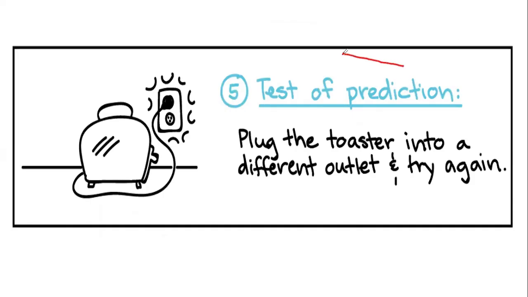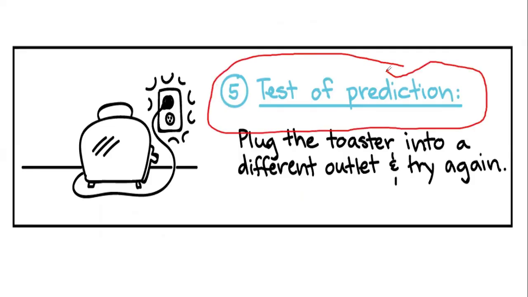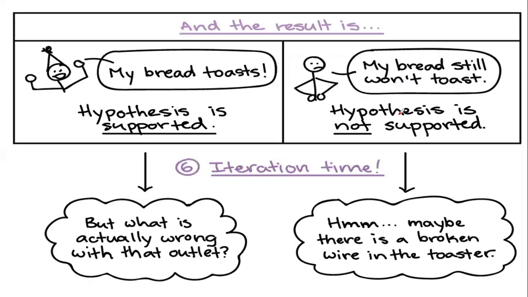You test the prediction, which is the experiment part here. So you get that toaster with your bread, you plug it into another socket, and then you observe what happens. You plug into that socket, and you see that the toaster either works or it doesn't work. Okay, so those will be your results. If your toaster works when you plug it into the other socket, then it means the hypothesis was true. But if you plug the toaster into another socket and it does not work again, it means the hypothesis that you made at first turns out not to be true. So you can conclude in those ways.